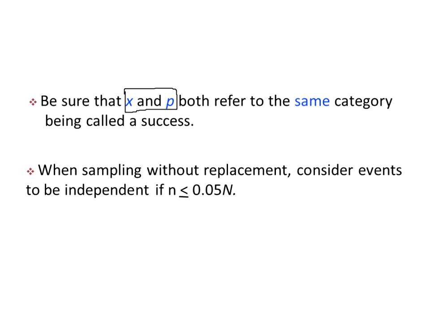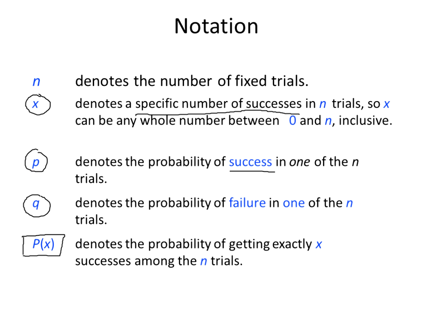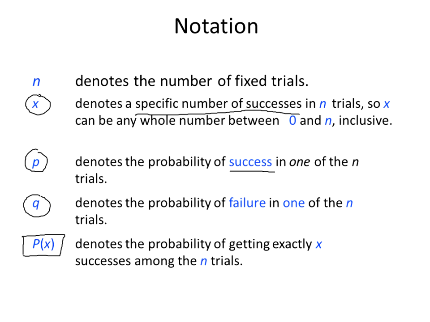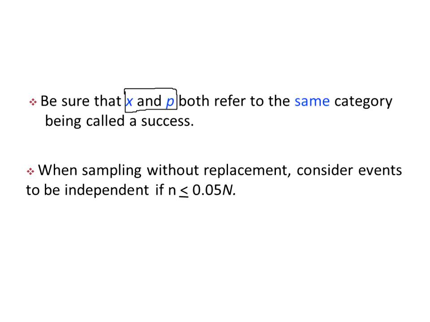Okay, so one of the conditions when I was talking about the binomial probability distribution is that the trials must be independent. That was one of the conditions. The trials must be independent. Now, there is an exception that is made.